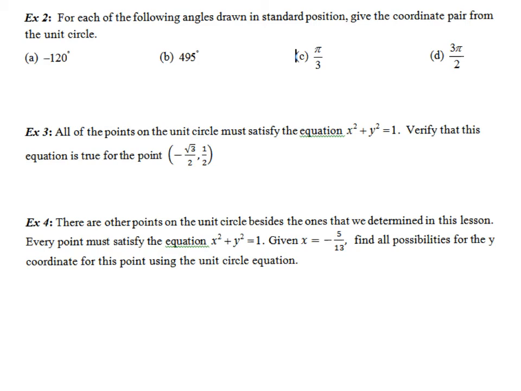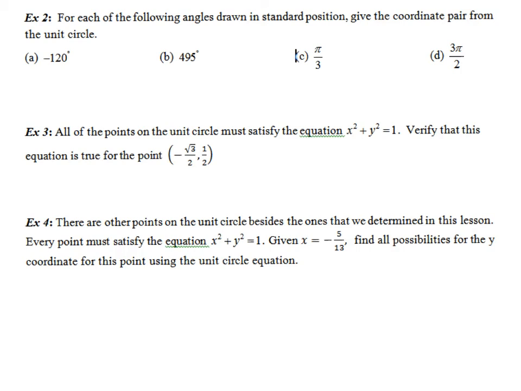So for example number 2, it says, for each of the following angles drawn in standard position, give the coordinate pair from the unit circle. So really it's just a matter of looking at the circle that we've created and deciding what the ordered pair is. For some of these, we're going to have to rewrite the angle first so that we can find it on our unit circle.